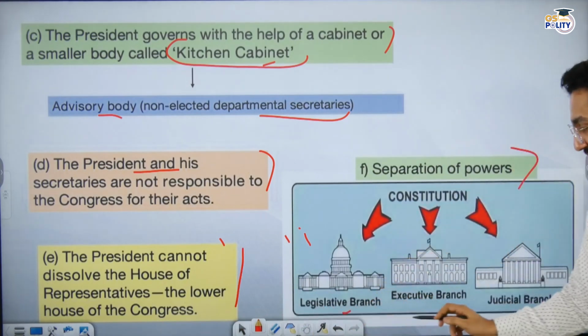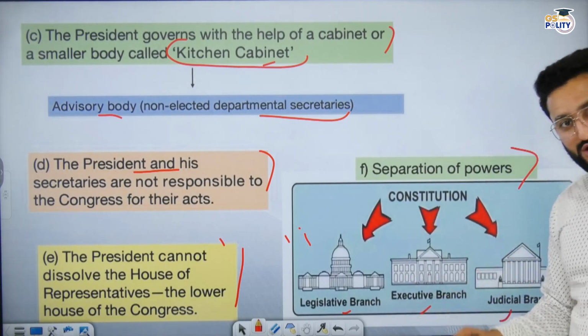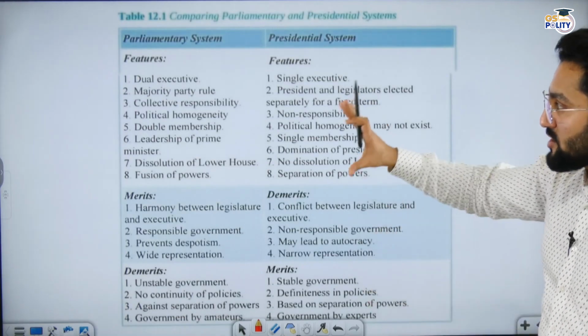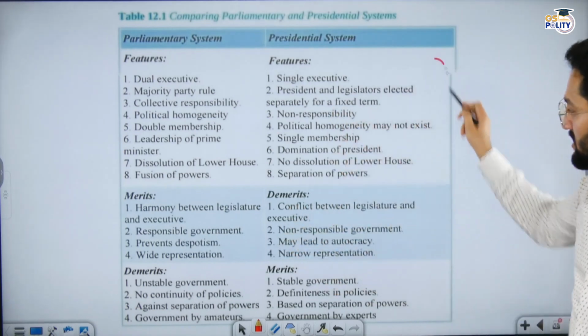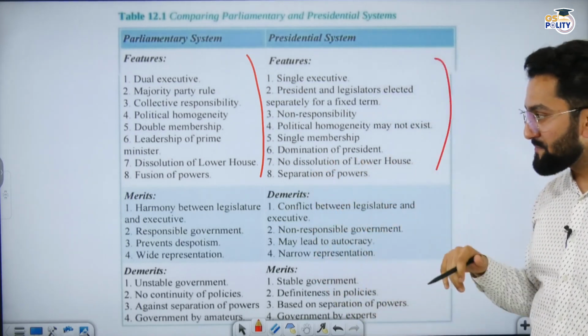Separation of powers, I told you, the legislative, executive and judicial branches are separated in terms of membership and in terms of power. So the differences which we have discussed are mentioned here also. You can take a look over them.